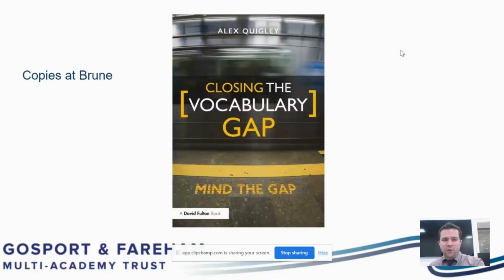Right, so we're going to have a little look at this Alex Quigley book, just very briefly. There are copies at Broome Park, so I'd recommend you have a look at it if you haven't yet already. It's a really interesting book about how we close the gap in children's acquisition of knowledge and vocabulary. There's lots of really quite startling statistics in there, but one of them is that we need to expose children roughly between 10 and 15 times to a new word before they are able to use that as part of their vocab.